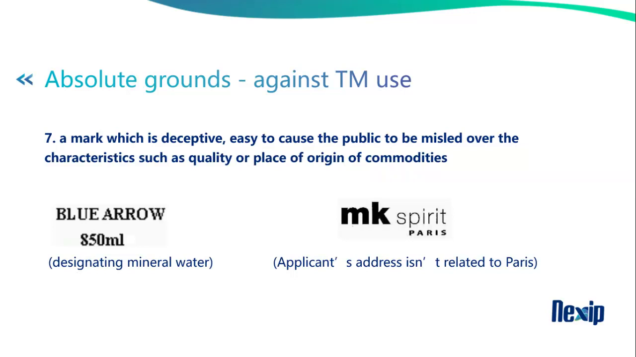And this example is MK Spirit Paris. However, the applicant's address isn't related to Paris at all. So the examiners feel, since your address is not in Paris but you use Paris in your trademark, this is quite deceptive or misleading. So it cannot be registered as trademarks and used as trademarks in China.